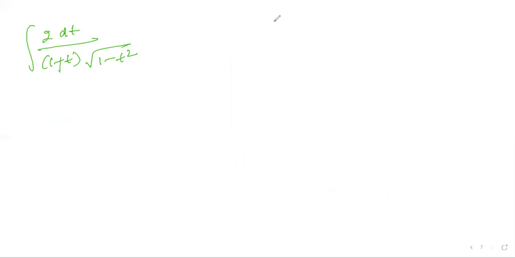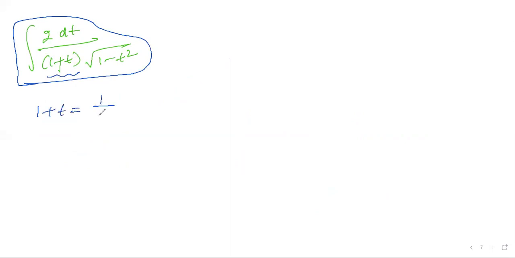This is a separate question. Here we cannot go again directly. What should I do? I told you in the previous lesson, 1 plus x is equal to 1 by z, or else t square also, no problem. So I'm taking the second method: 1 plus t is equal to 1 by z. So from this, t is equal to 1 by z minus 1.